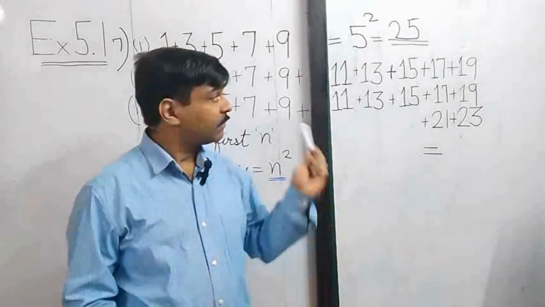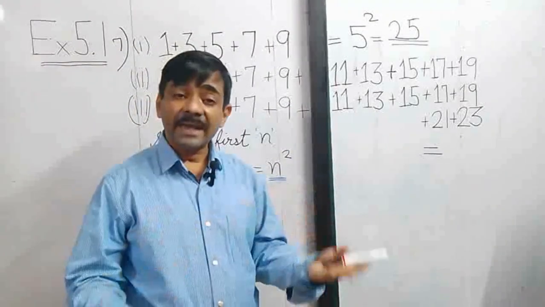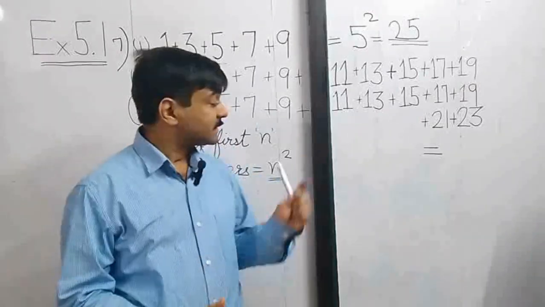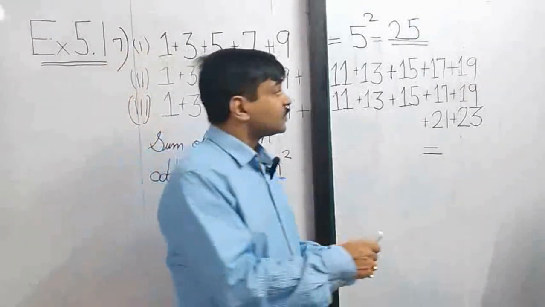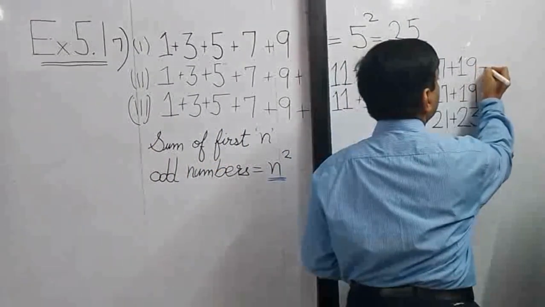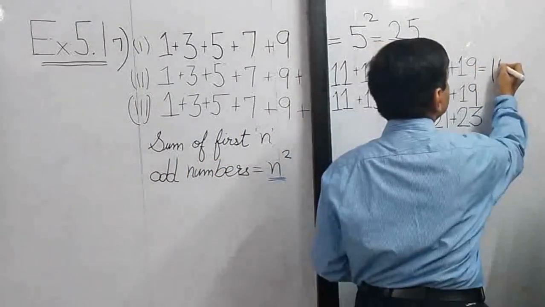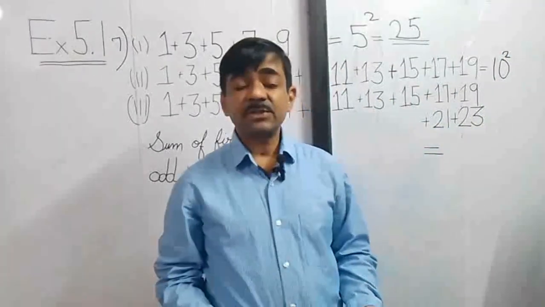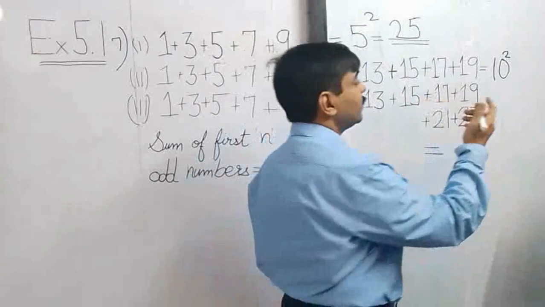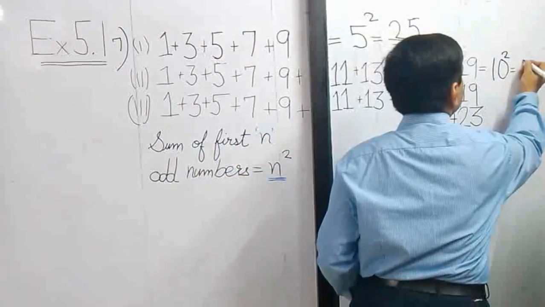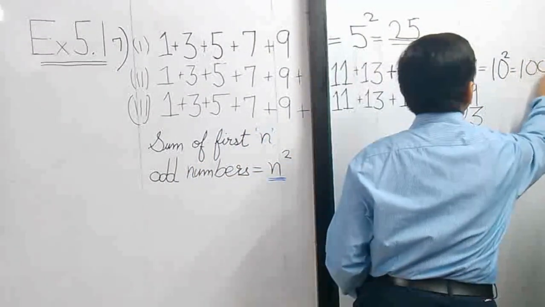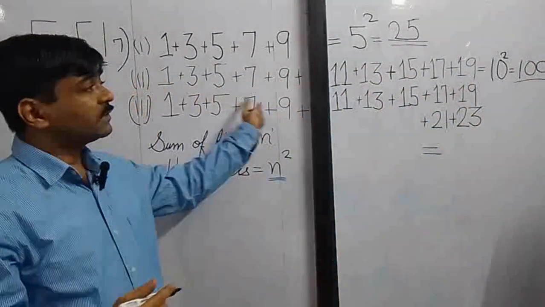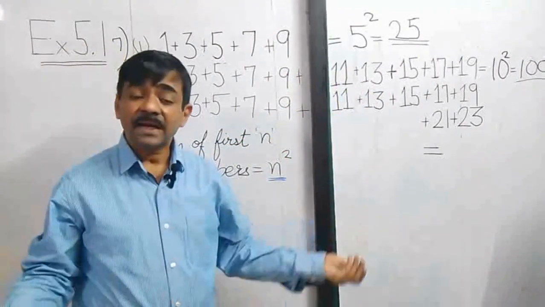Ideally, the sum of these odd numbers would be n square. In our case, this number 10 is serving as the number n. So I say this would be nothing but 10 square. And we know 10 squared is 100. So there you go. You say the answer is 100. This is your final answer for the second question. The sum of the first 10 odd numbers is 100.